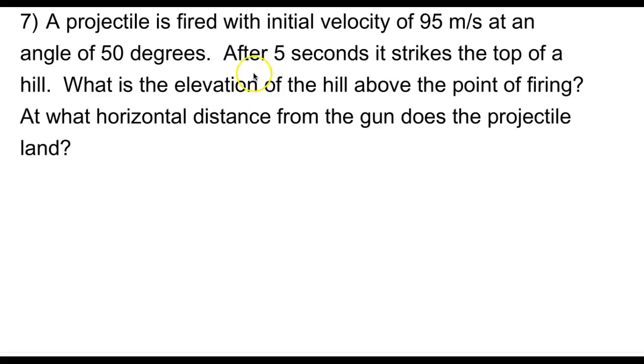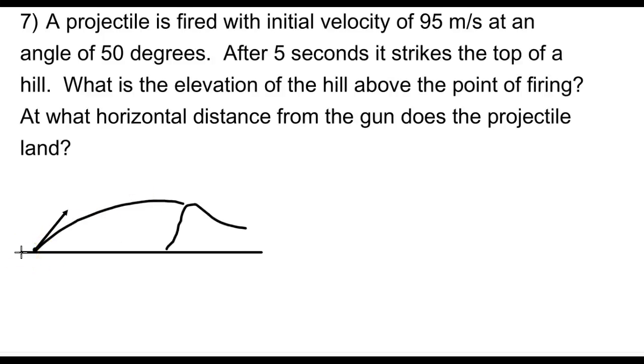So one of the things we want to do is draw a picture. So we've got this thing, let's see, it's being fired, and then it's going to strike the top of the hill. Let's say the hill looks, I don't know, something like that. We don't know exactly what it looks like, but we'll go with that. Draw your initial velocity vector here, and this will be ground level like that. And write on it what we know.